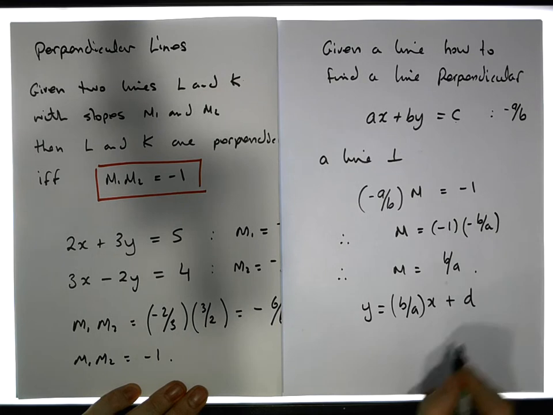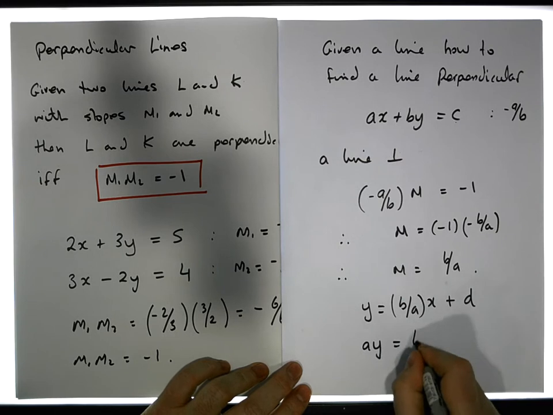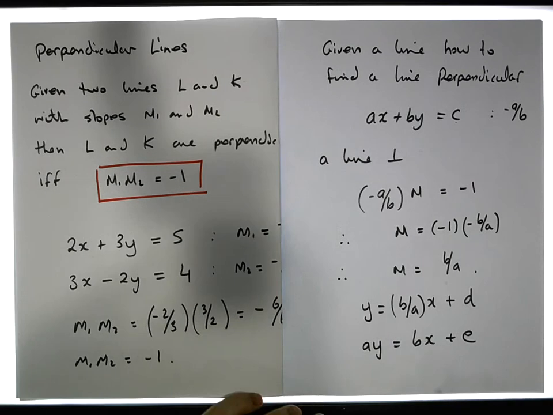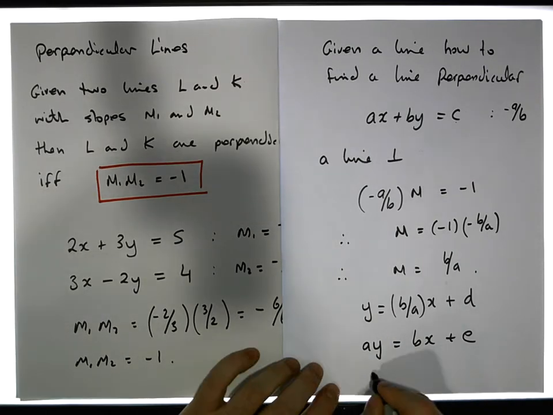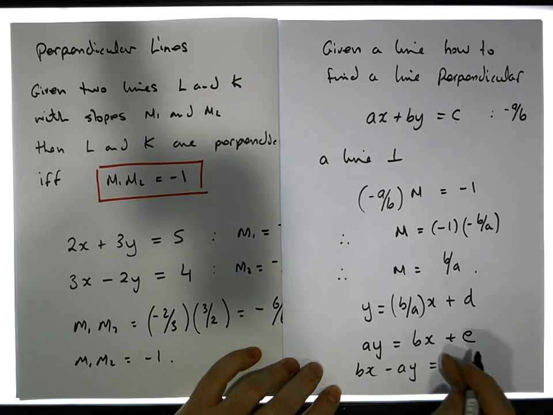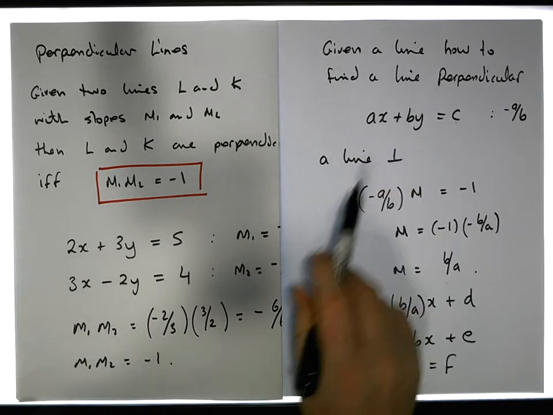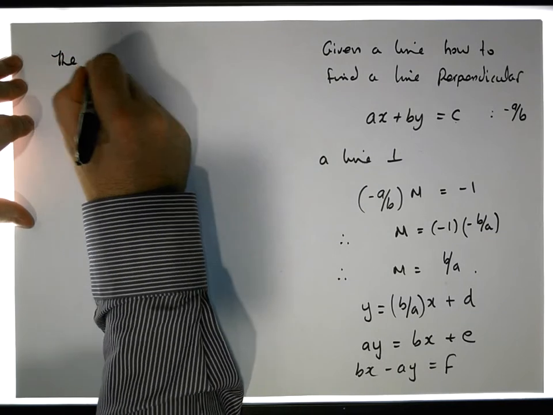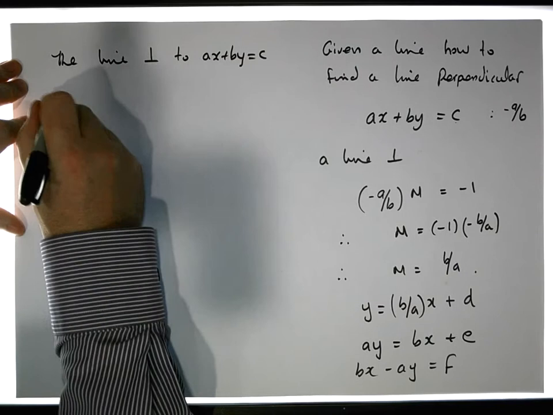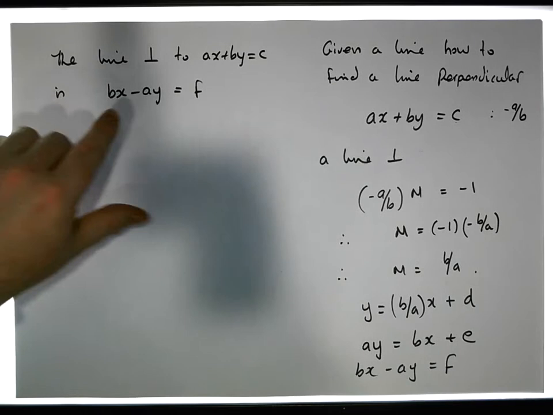let's say d. Multiplying across by a, we end up with ay equal to bx plus some other constant, ad, so let's say some constant e. Bringing the e over gives bx minus ay equal to minus e, so let's call it some constant f. So you can see that the line perpendicular to ax plus by is equal to c is bx minus ay is equal to f. This is the line that's perpendicular to this.